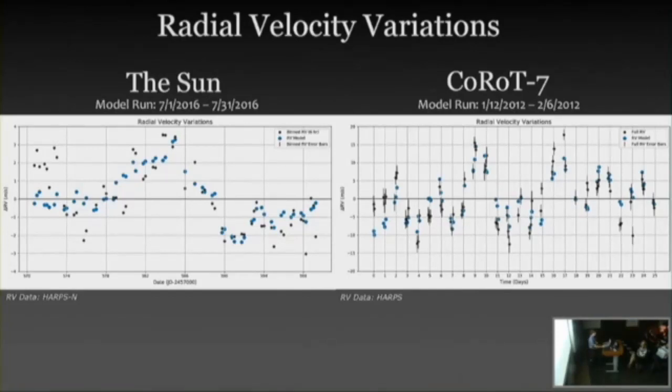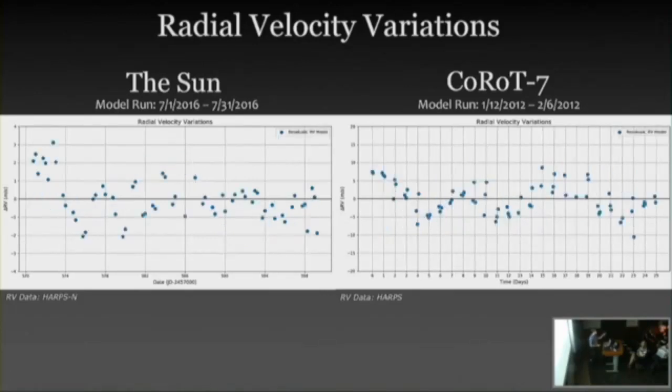Another way to look at these results is to look at the residuals, and that is just the measured data minus the model. And here we see a pretty glaring problem, especially with CoRoT-7. The data has a periodicity to it of about 8.5 days.